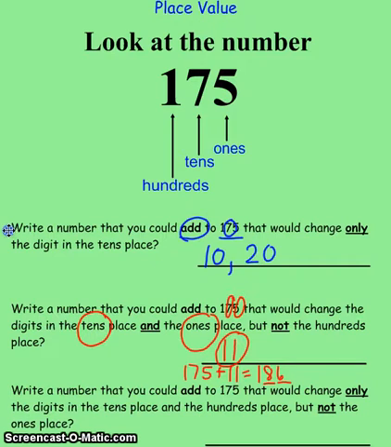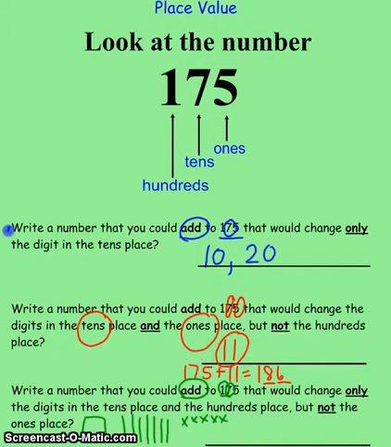On the last problem, it says to write a number that you could add to 175 that would change only the digits in the tens place and the hundreds place, but not the ones place. Students can also draw out what 175 would look like using the square for hundreds, the sticks for tens, and the X's for ones.